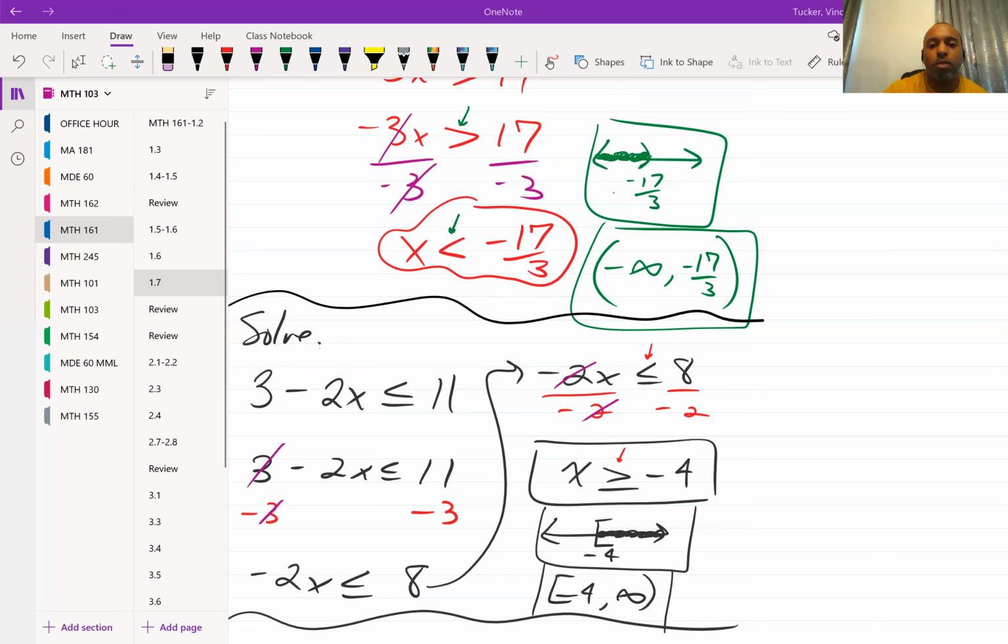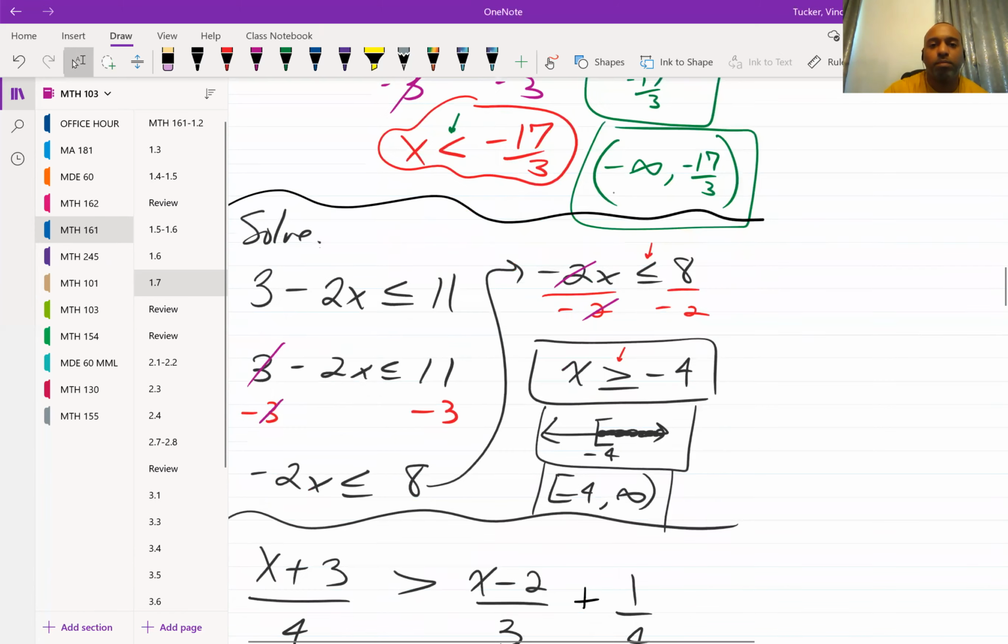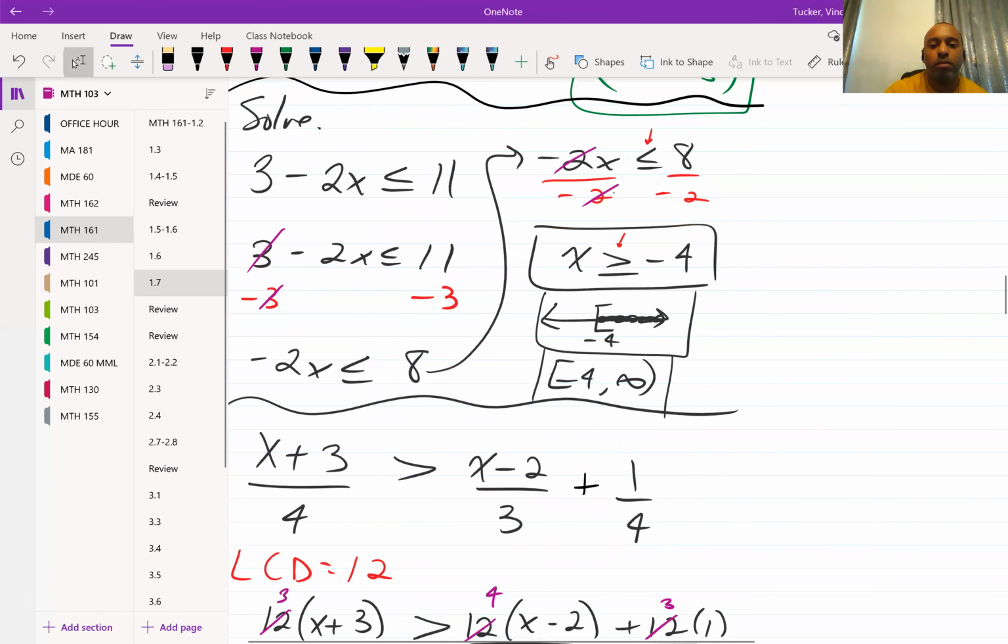All right, scrolling up. All right, so here we have x plus 3 over 4 is greater than x minus 2 over 3 plus 1 over 4. Here, what I would do is find the LCD so I can get rid of my fractions. We talked about clearing out the fractions before. So 4 times 3 is 12. 12 is the smallest number that both 4 and 3 can divide into evenly.